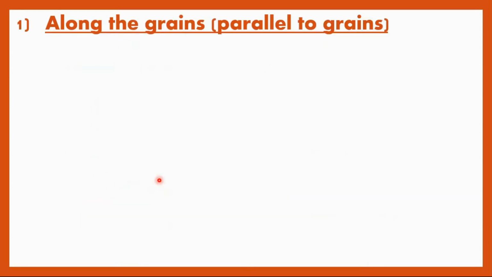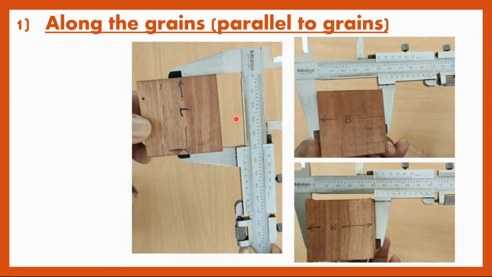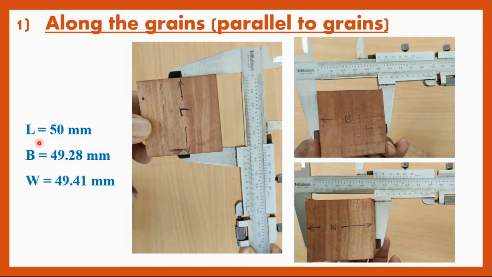Along the grains is nothing but parallel to grains. So, first measure the dimensions of the specimen lengthwise, breadthwise and widthwise. Here, we measured the length as parallel to grains and I got the values as L equal to 50 mm, breadth equal to 49.28 mm and width 49.41 mm.